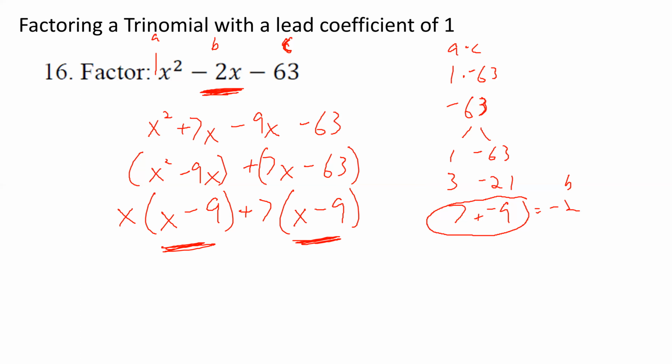So now I'm taking that set of parentheses and essentially factoring that out to the front. So they come out. The other 2 values, the x and the positive 7, come together. So I have x plus 7, and those are my 2 factors.